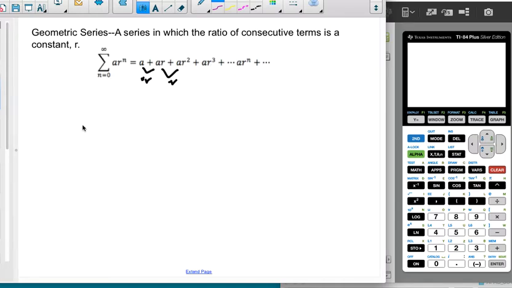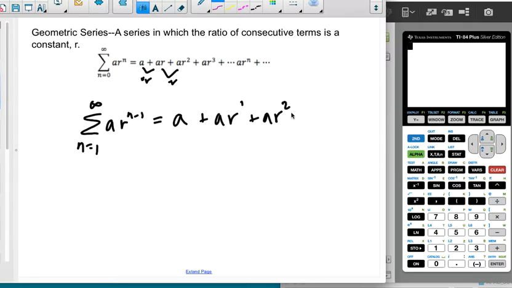You can sometimes also see this, instead of starting at 0, starting at 1, where the r is to the n minus 1 instead. You'll see the same thing, and if you plug in 1, you'd get exactly the same thing. You'd get an a, and then an a times r to the first when you plug in n as 2, and then an a times r to the second when you plug in n as 3, etc. So you can see it written in either of these two ways. In either case, a is the first term in the series.